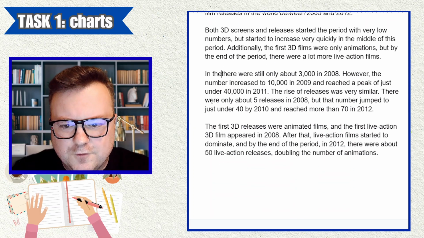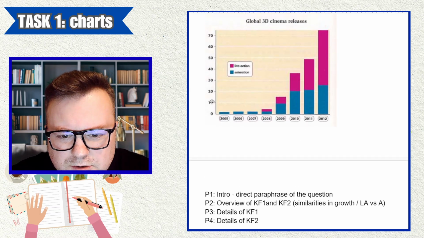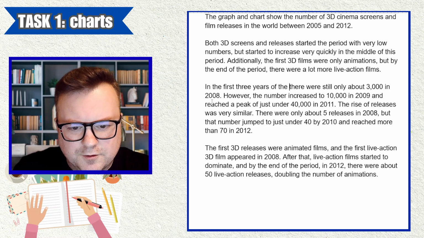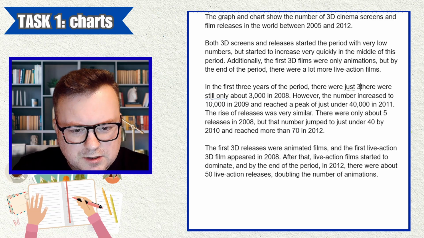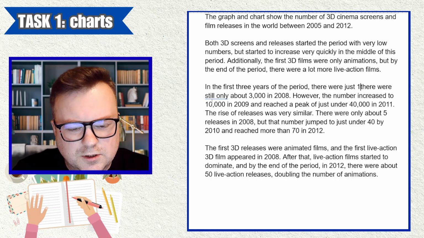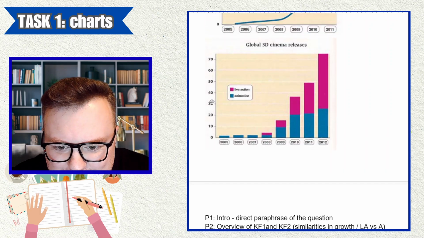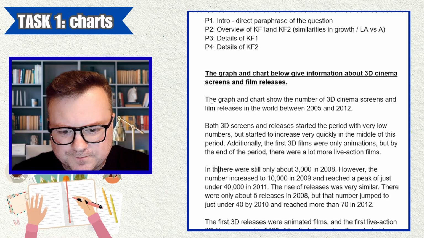In the first 3 years of the period, there were just one. I don't know exactly what that number is. I can't quite make it out. I don't know if it's 1 or 2. So I'm going to change my wording here.